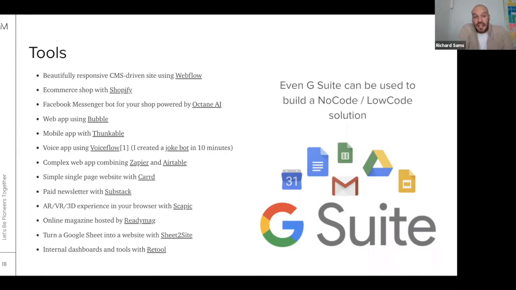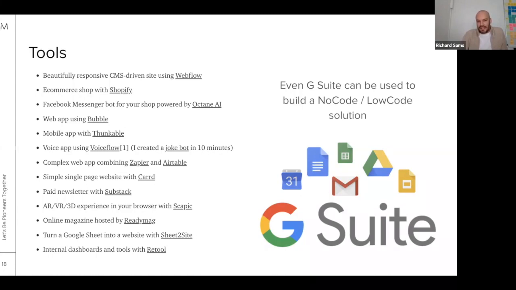You can build a voice app with VoiceFlow. You could build a complex web app. Here's an example of what I just spoke about, combining Zapier and Airtable. A simple single-page website using Card, paid newsletters using Substack, even VR, AR, and 3D experiences in your browser using Scapic. And I've built VR experiences back in the day where I had to shoot all of the photography myself and code in JavaScript, and it was in WebGL, and it was tricky. So to be able to build augmented experiences is fantastic.